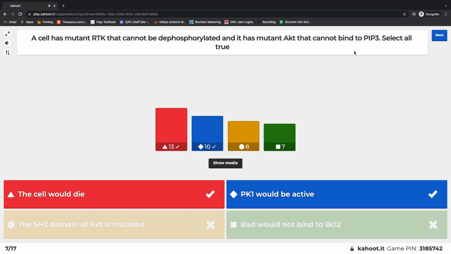So, right, if AKT cannot bind to PIP3, it cannot become activated and phosphorylate BAD, which is the crucial step that allows the cell to live. So if that cannot occur, the cell would die.